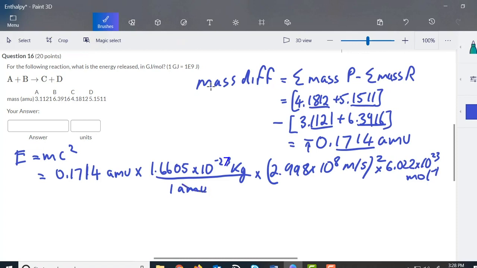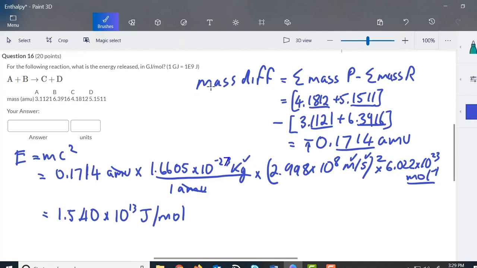Now the thing is, the AMUs will cancel. We're left with kilograms and meters squared per second squared, because all of that gets squared. And all of that equates to a joule. So the answer we get for this is going to be 1.540 times 10 to the 13th joules per mole. The per mole, of course, comes from over here. That's the unit on the Avogadro's number.